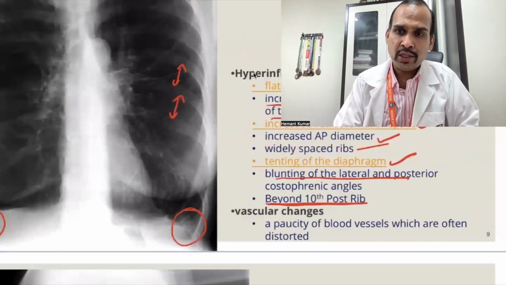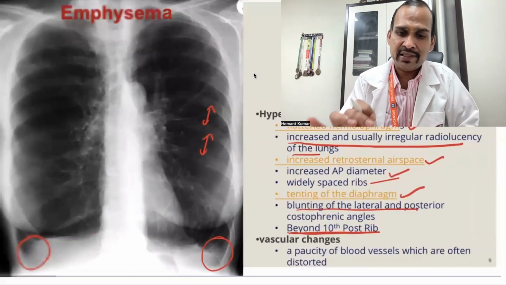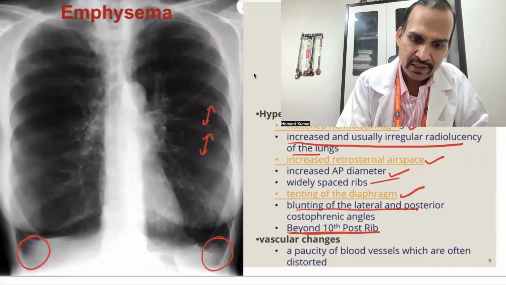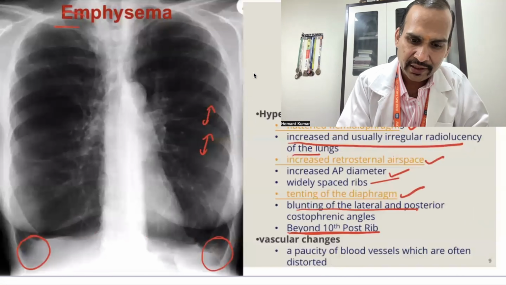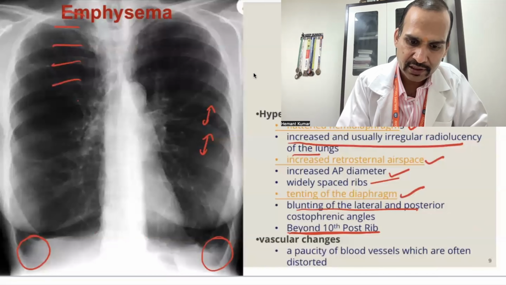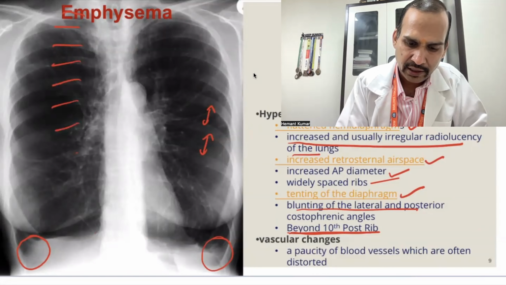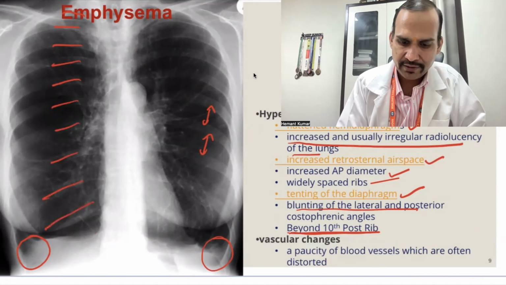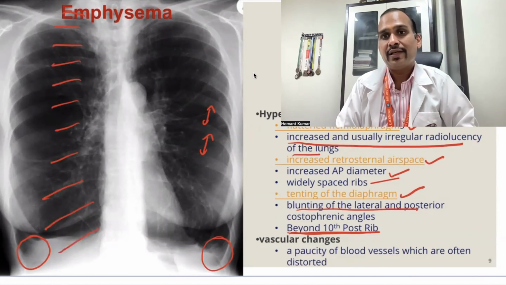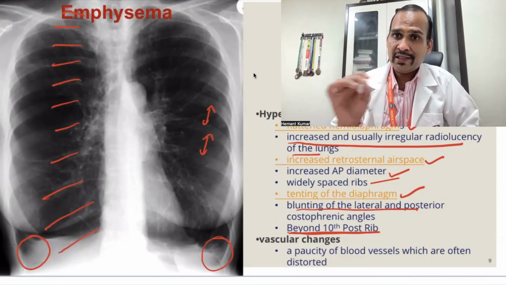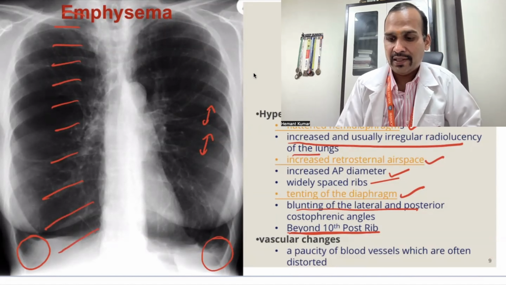But if you are able to count the 10th posterior rib, it means it is emphysema. Let's count here. So this is first, second, third, fourth, fifth, sixth, seventh, eighth, ninth, 10th, and 11th. So you can count 10 ribs in case of emphysema.